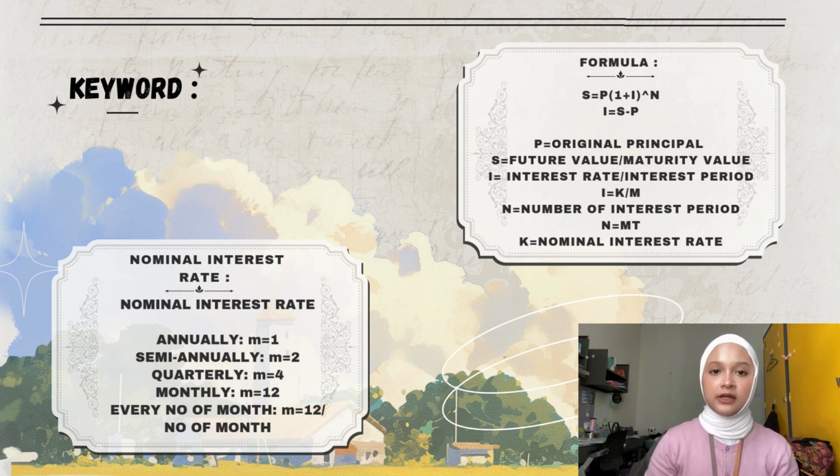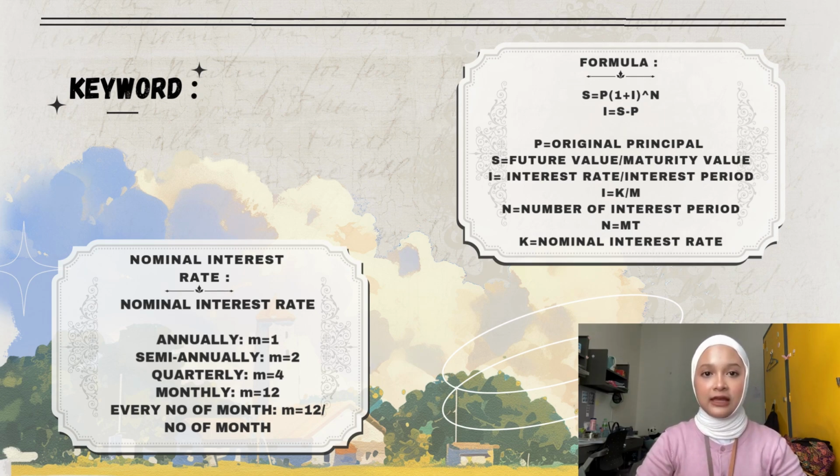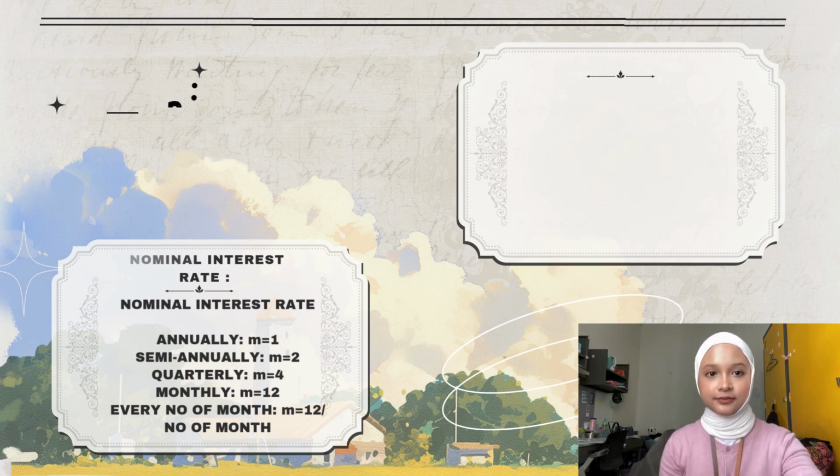There are two formulas here. The first one is S equals P(1 plus i) to the power of n, and i equals S minus P. P represents the original principal, S is the future value or maturity value. Then we have i, the interest rate per interest period, and the formula is i equals K divided by M. N is the number of interest periods, and the formula is N equals MT, M times T. And the last one, K, is the nominal interest rate.